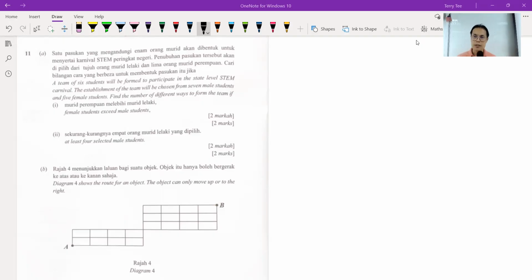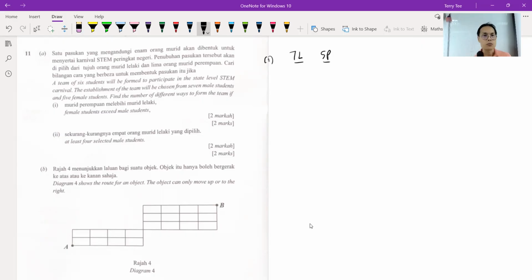Okay, question 11. This is from Pilih, Atur, dan Gabungan, Permutation Combination. Satu pasukan yang mengandungi 6 orang murid akan dibentuk untuk menyertai Carnival STEM peringkat negeri. Penubuhan pasukan tersebut akan dipilih dari 7 orang murid lelaki, 5 orang murid perempuan. So let me write here, 7 orang lelaki, 7 boys. You can write B for boys, and 5 perempuan, 5 G for girls.